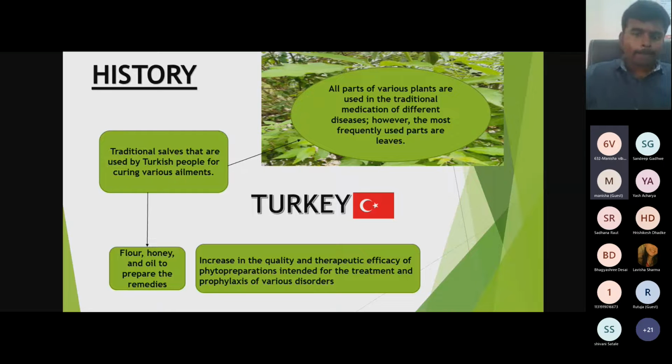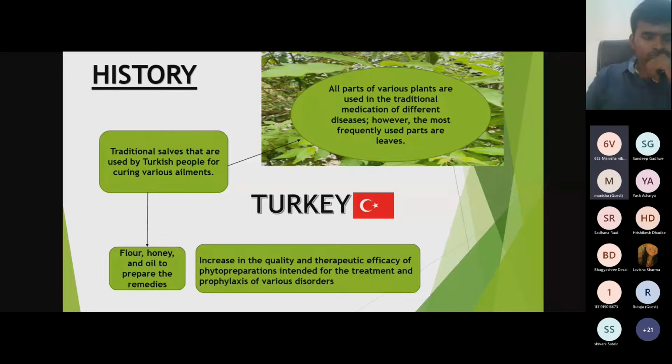Now this is the history. The history of the salve is that it evolved from Turkey, where traditional salves were made by Turkish people for curing their various ailments. During that time, they were unaware of the ingredients that are used today in the formulation.